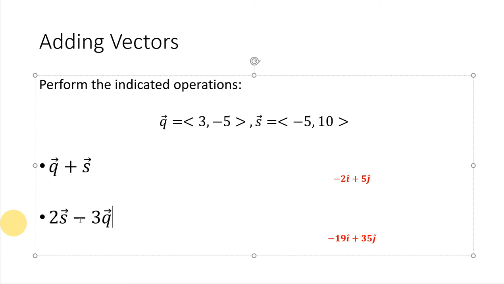If I wanted to do 2 times vector s minus 3 times vector q, I would first have to multiply vector s by 2. So I take 2 into this negative 5 and 10. 2 times vector s would be negative 10 comma 20, or negative 10 i hat plus 20 j hat. Then negative 3 times vector q, I multiply negative 3 into these, so negative 3 times vector q would be negative 9 i hats plus 15 j hats. Then you just combine all your i hats and j hats from these two terms, and you'll get this. I would encourage you to pause the video and work through that problem to see if you can get that.